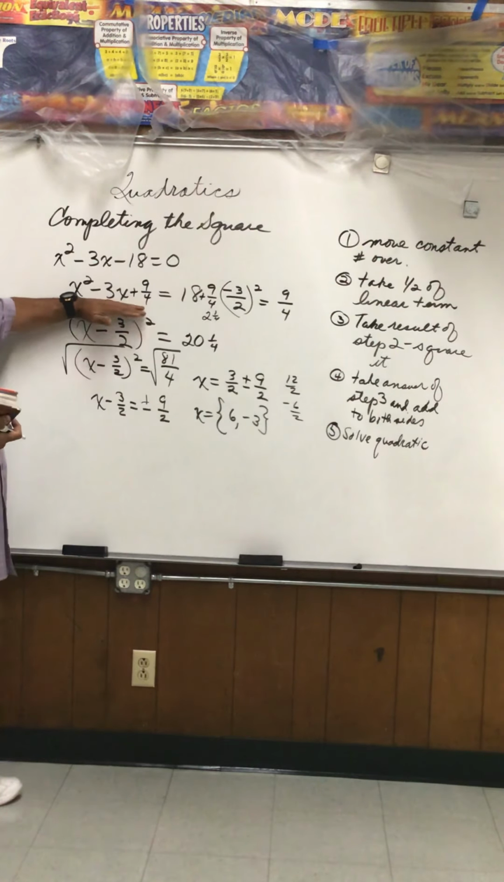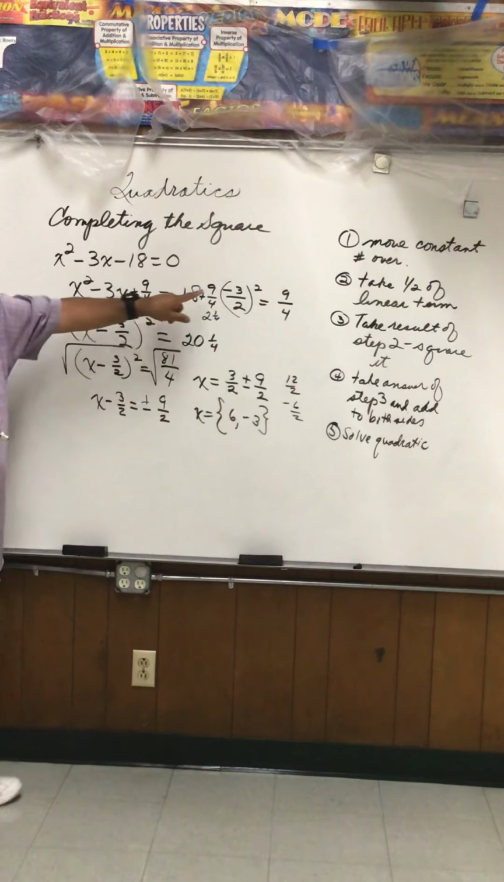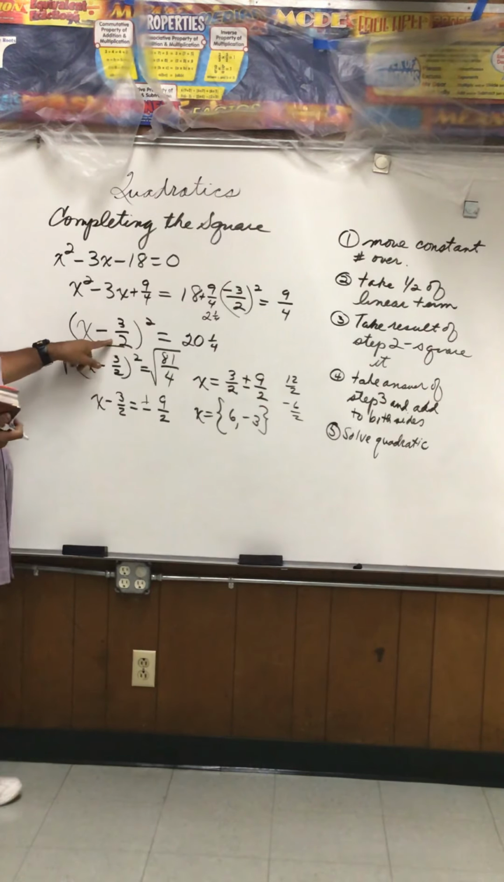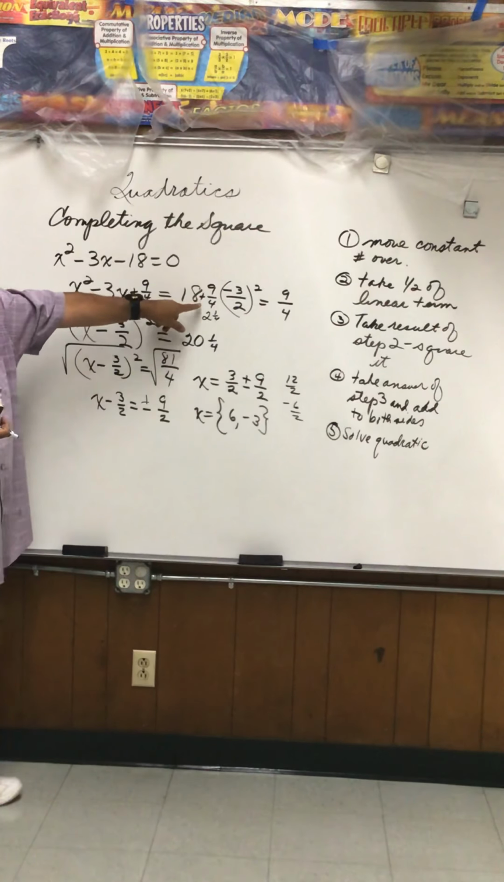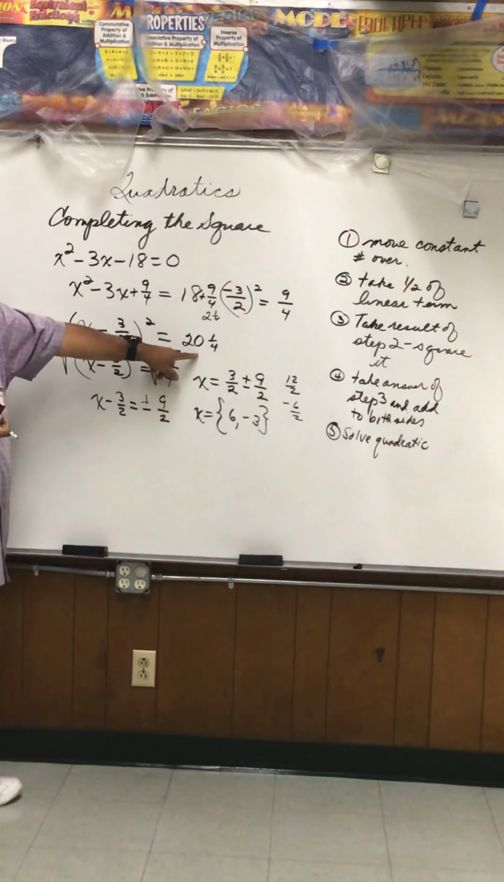In order for it to work, it has to be a perfect binomial square. How do I get -3/2? Go back to where you took half of the linear term. That is always going to be your factor here. Always. And now I added 18 plus 9/4, which is, the 9/4 is 2 1/4. Add them, I get 20 1/4.